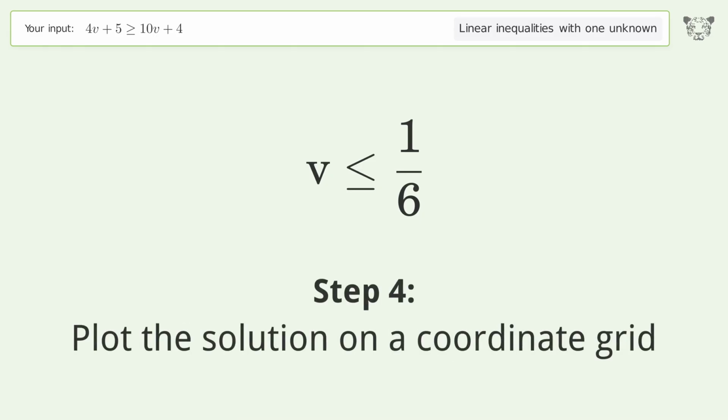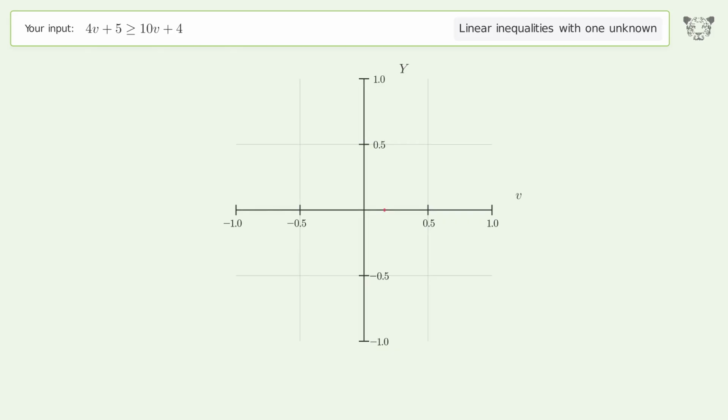Plot the solution on a coordinate grid. And so the final result is v equal or smaller than 1/6.